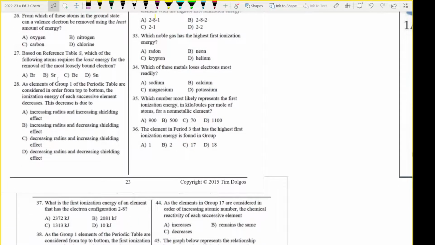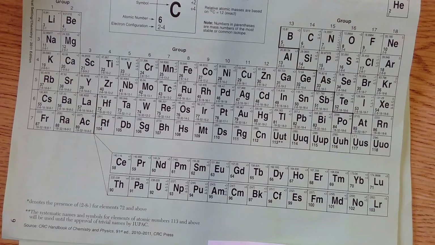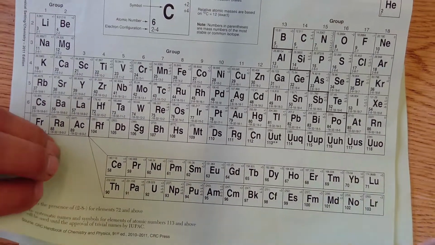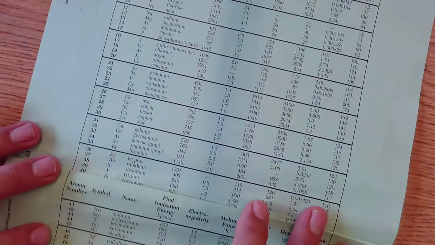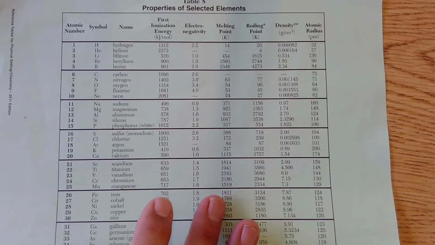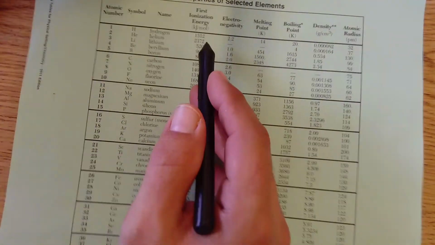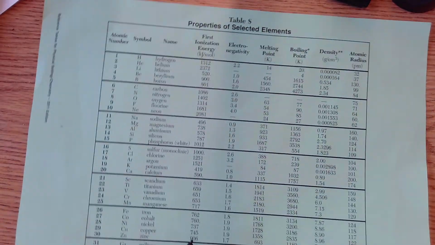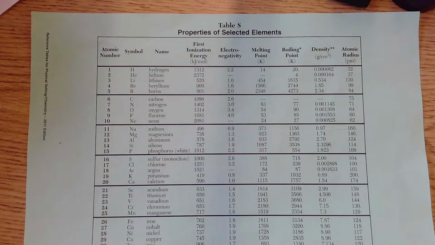27. On table S, which of the following atoms require the least energy for the removal of the most loosely bound electron? Okay, so for 27, the least ionization, we need to go to table S and look for ionization energy, which is right there. I'll zoom in here in a little bit, and we just need to look for the least energy for the removal.